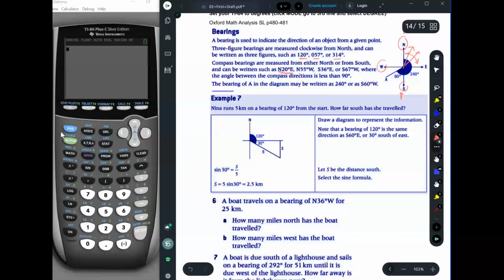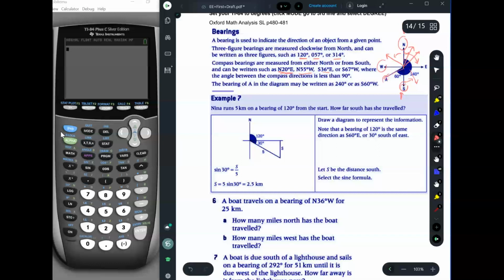If we had north 55 degrees west, then that would start at north, but it would go 55 degrees toward the left because that's west. South 36 degrees east, that would start out south, but it would go a little bit to the east of that, right? And finally, south 67 degrees west, that would be starting with south, but then go toward the west, okay?